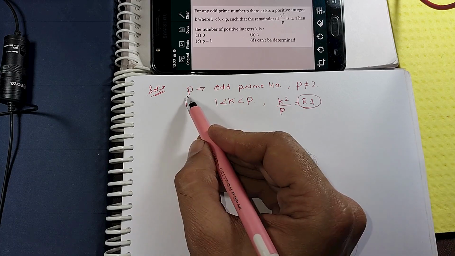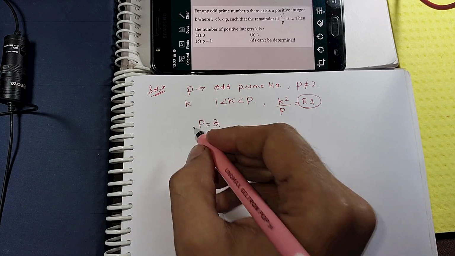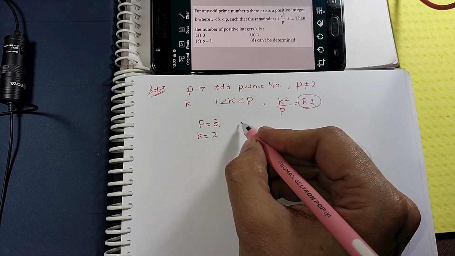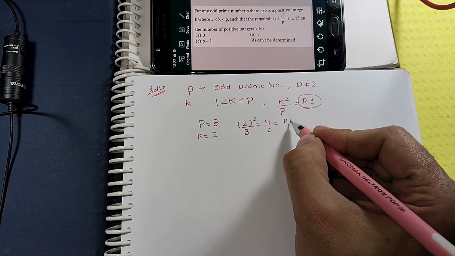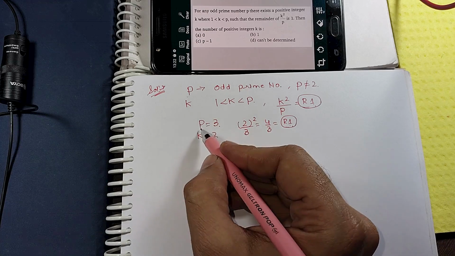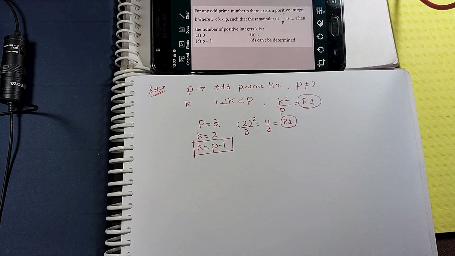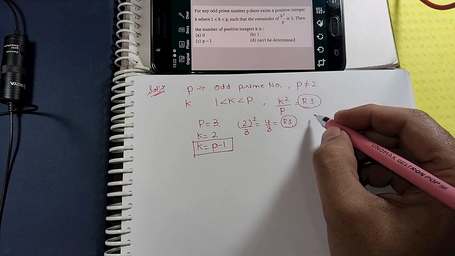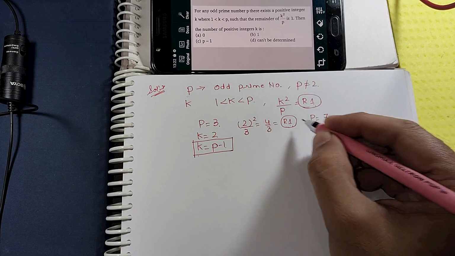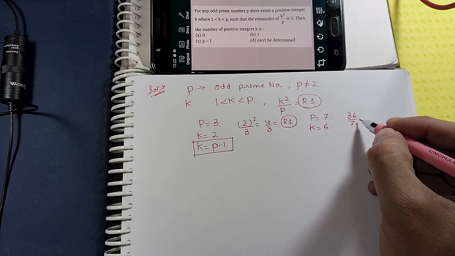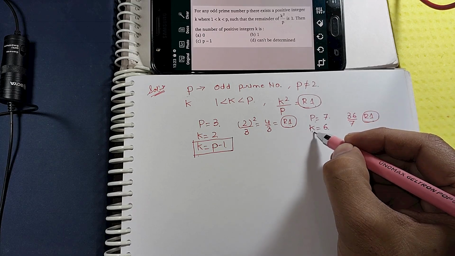Now p has to be an odd prime number, so let us suppose the value of p equal to 3, and k equal to 2. Now k square by p, that is 2 square divided by 3, so this is basically 4 by 3, which gives us a remainder 1. Now what is the relation between p and k? That is k is equal to p minus 1. We'll check for some other values before marking the right option. Now let us suppose another prime number, p equal to 7, and k will be 6. Now k square is 36 divided by 7, so that will also give remainder 1. So again I see that k is equal to p minus 1.